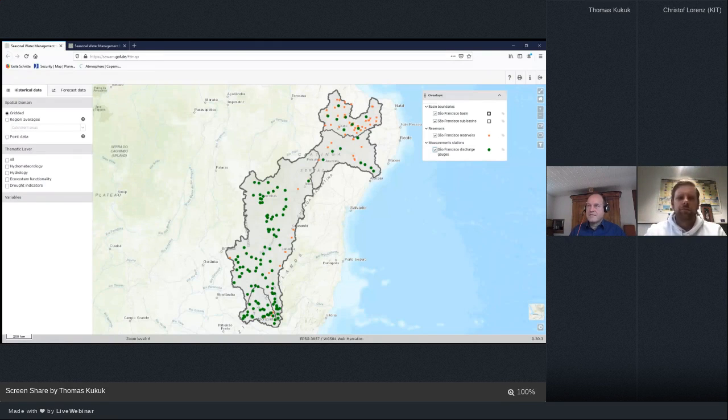On the left-hand side, we have two sheets or parts where you can choose. The one is the historical data. Historical data is data, mainly gridded data here as well, where you can see the data of sometimes the last 30, 40 years. Many of the data sets we have are starting in the 1980s, and then we have here the categories for the forecast data.